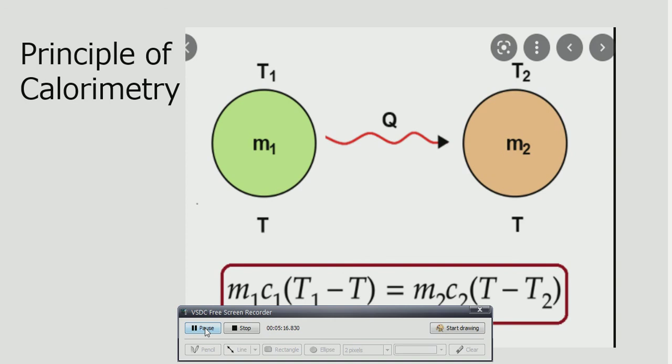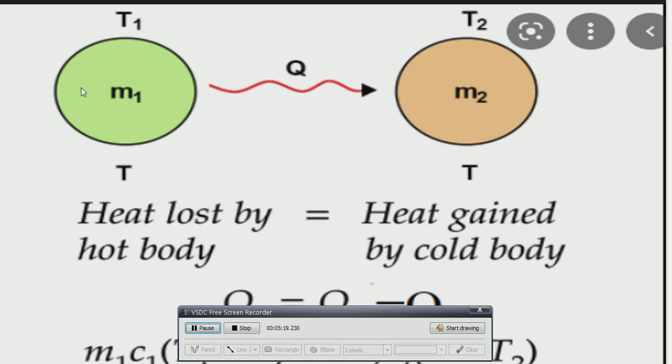Now coming to the next slide, what is happening? See, as I said, M1 is the hot body. So heat lost by the hot body is equal to heat gained by the cold body. That is the principle of calorimetry statement given in the book. Here also I am explaining once.